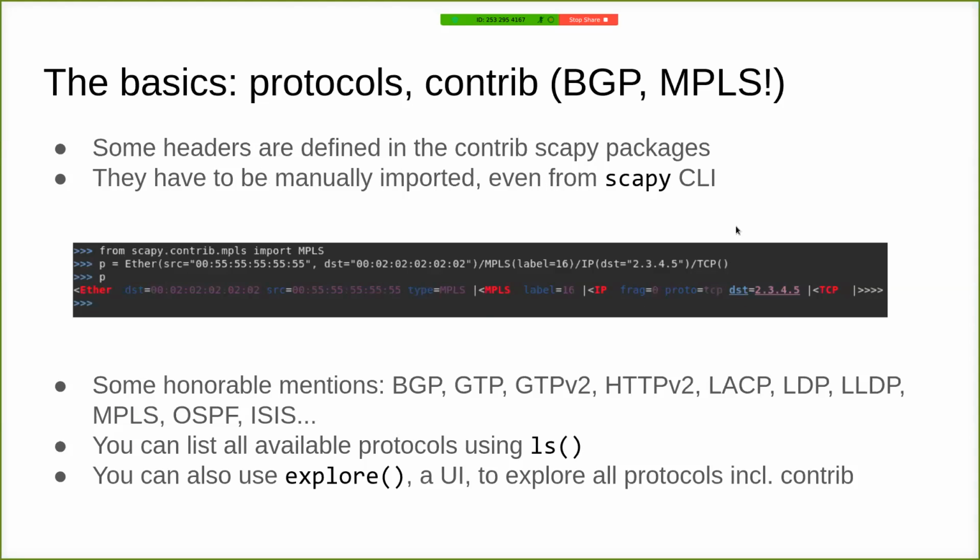Another interesting thing about Scapy is that, as Mark mentioned, it has support for a lot of different protocols and contributions like BGP and MPLS. So there are some headers defined in the contrib Scapy package, but they have to be manually imported, even from the Scapy CLI. So the idea is that you would be able to find protocols about BGP, HTTP, LACP, LDP, and multiple routing protocols.